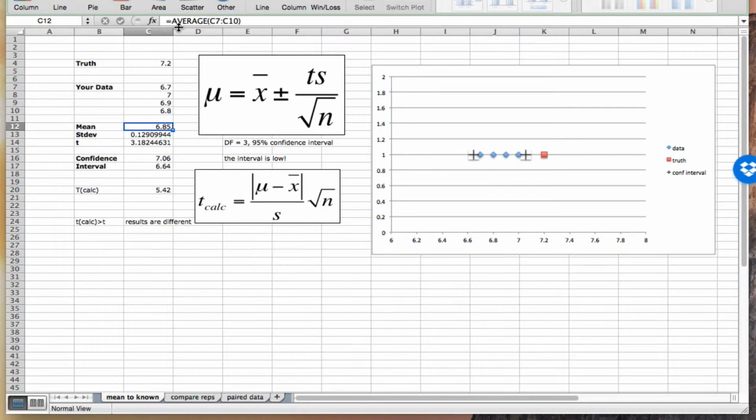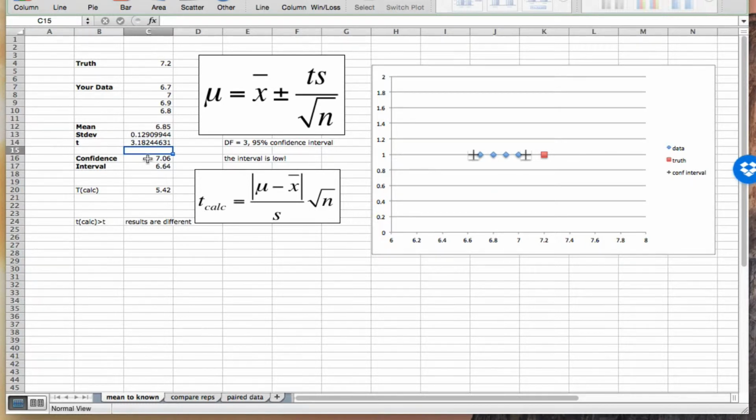I click on the mean, and the mean is simply the average of C7 through C10. So that's my experimental data. The standard deviation is of C7 through C10. And the t statistic, instead of looking it up, I'm going to use the Excel function T.INV. 0.05 says that I want the 95% confidence interval, so it's 1 minus the confidence level, 0.05. And 3 is n minus 1, or the degrees of freedom. So my t statistic is 3.2.